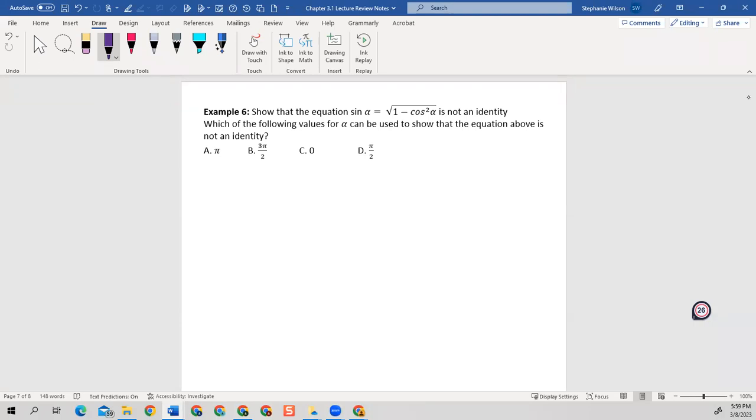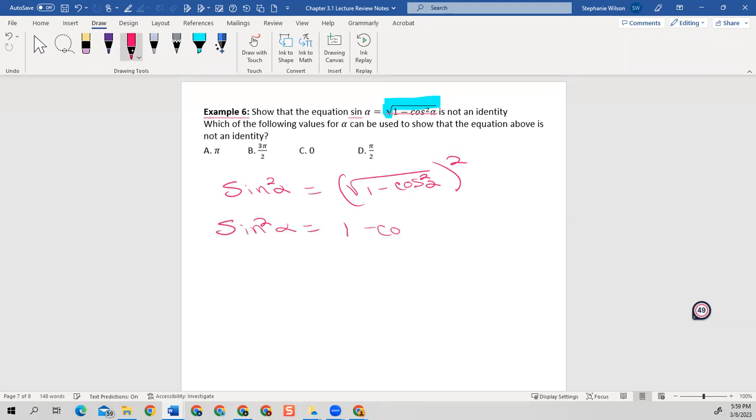Well, what I know, just looking at this, is that if I undo this square root right here, I'm going to just work on simplifying this right quick. I got sine alpha is equal to the square root of 1 minus cosine squared of alpha. If I undo it by raising it to its power, I got to do the same thing over here. Now I have sine squared alpha is equal to 1 minus cosine squared alpha. And you notice this, don't this look like the Pythagorean identity?